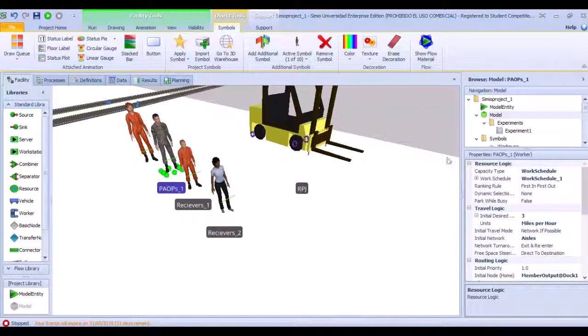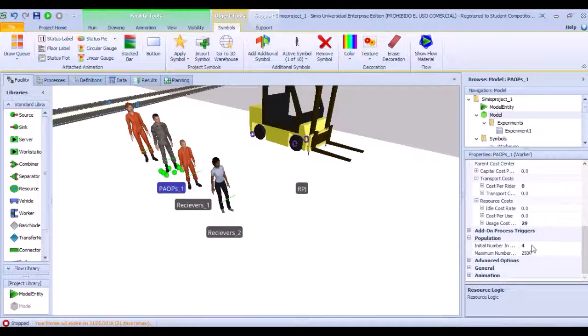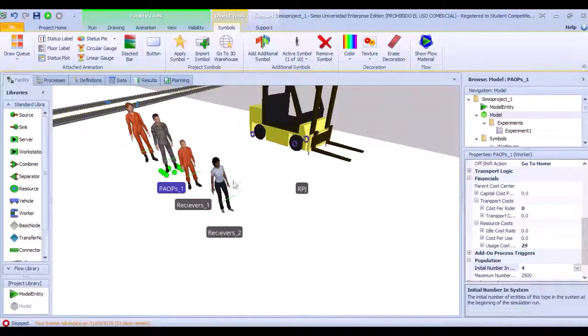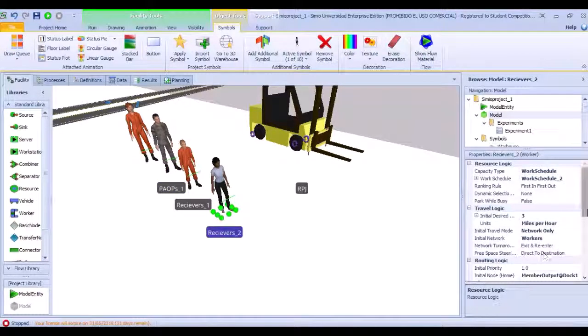Then we go to the put away operators, and those are the people who pick up the shipments after they've been processed by the receivers at the output of the separator, and they as well walk at 3 miles per hour and have an initial capacity per shift of 4. Again, the put away operators and the receivers both get a pay of $29 per hour.